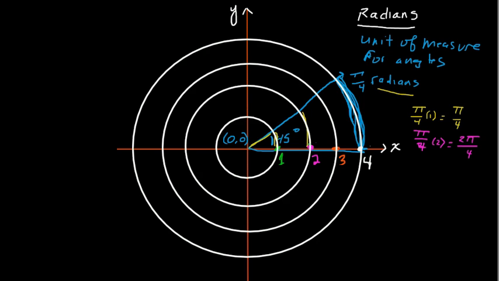So the distance on this circle, this arc, would be 2 pi over 4. And then this circle is marked as 3 units, the radius is 3. This distance here would be pi over 4, but it's radians, and its radians are 3, so the actual distance on that arc would be 3 pi over 4.